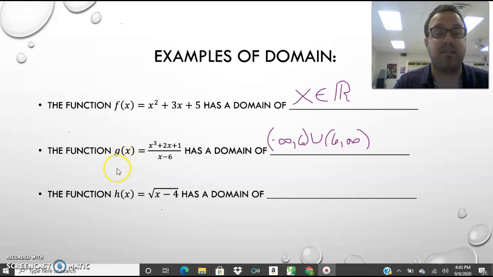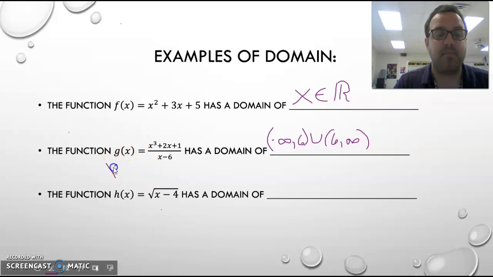Another way we could write this is that we could say x is a member of the real numbers, except that x cannot equal 6.